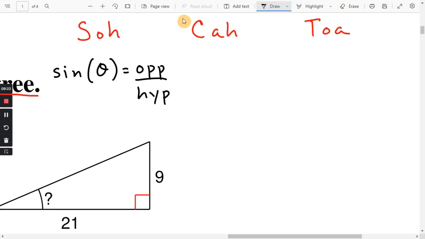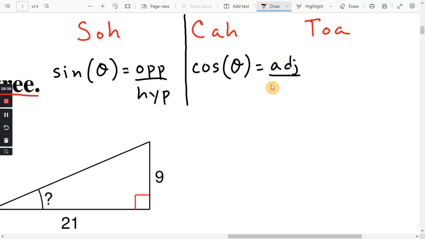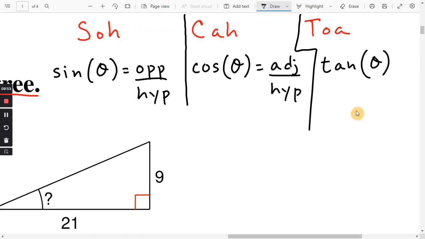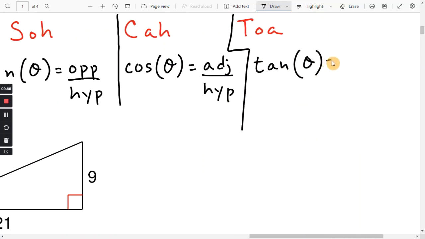All right. The C stands for cosine. And I'm going to use the Greek letter theta to represent the angle measure. A and H stands for adjacent over hypotenuse. And finally, TOA, the T stands for tan, using the Greek letter theta for the angle. And O and A stands for opposite over adjacent.